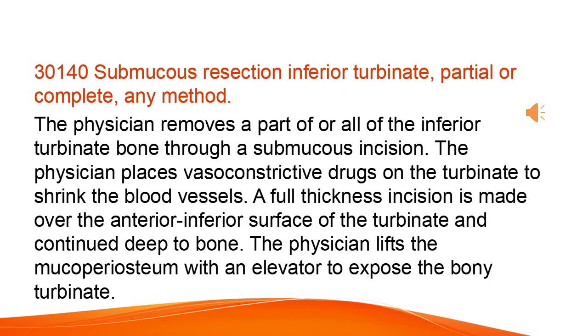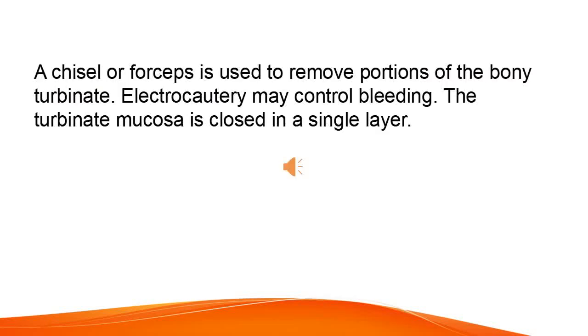Submucous resection inferior turbinate, partial or complete, any method. The physician removes a part of or all of the inferior turbinate bone through a submucous incision. The physician places vasoconstrictive drugs on the turbinate to shrink the blood vessels. A full-thickness incision is made over the anterior-inferior surface of the turbinate and continued deep to bone. The physician lifts the mucoperiosteum with an elevator to expose the bony turbinate. A chisel or forceps is used to remove portions of the bony turbinate. Electrocautery may control bleeding. The turbinate mucosa is closed in a single layer.